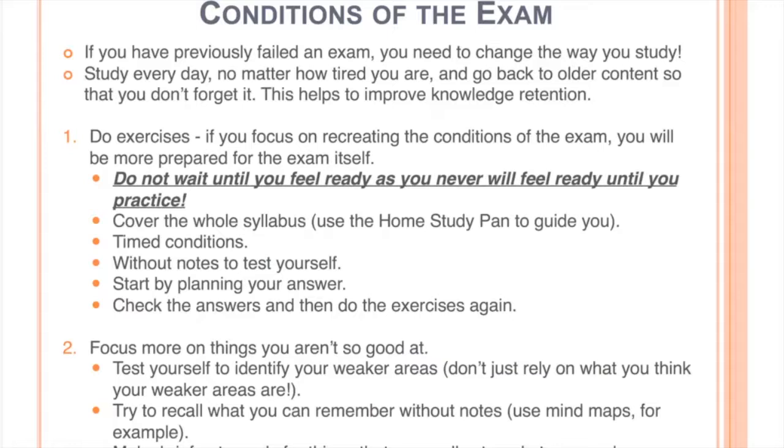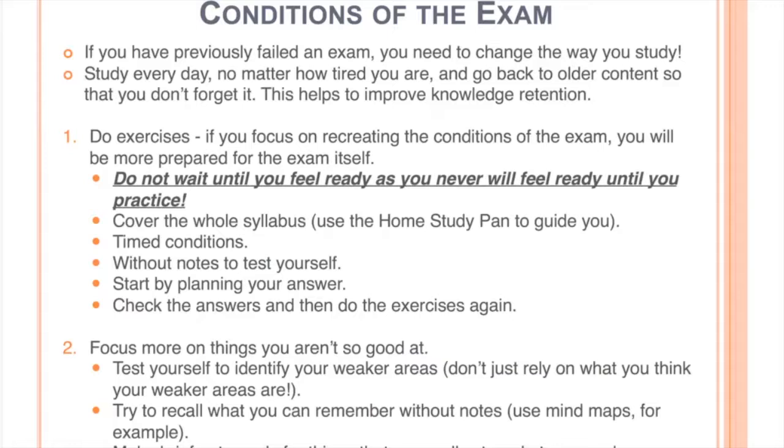In the question bank in the study text, it tells you how many minutes to allocate each question. You need to work out how many minutes you've got and use that. Then, without your notes, start by planning your answer if it's a constructed response question. Once you've run out of time, check the answers, read the answer, and then do the question again without referring to the notes. And that will tell you how much you've actually retained of the correct answer.